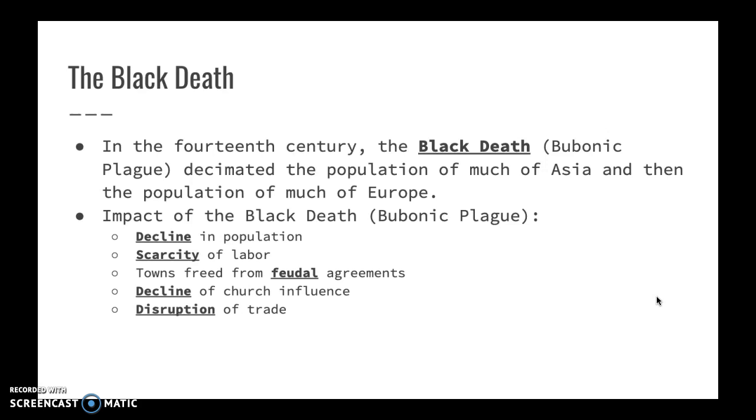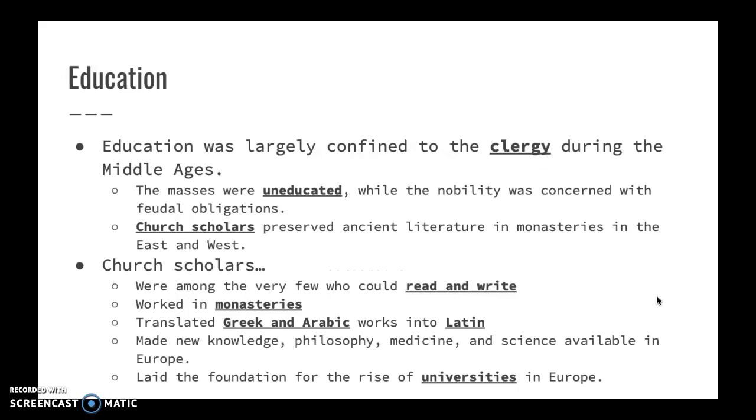You also see a decline of church influence as people are no longer trusting the church because they had believed that this Black Death kind of was an impact of their church attendance and whatnot. It also disrupts trade because Black Death was traveling over the water routes and some of these trade routes. People are going to shut down trade for a while trying to get rid of the Black Death.